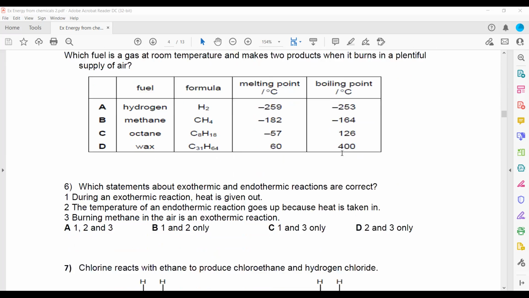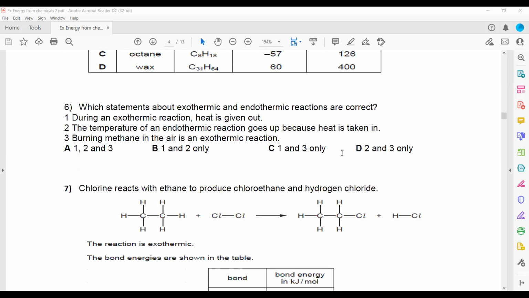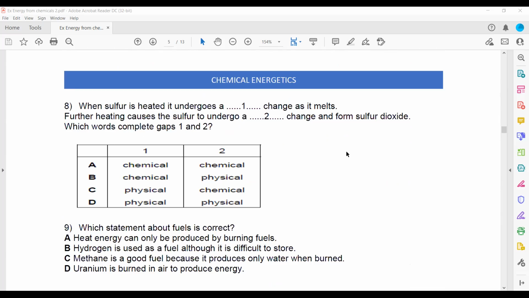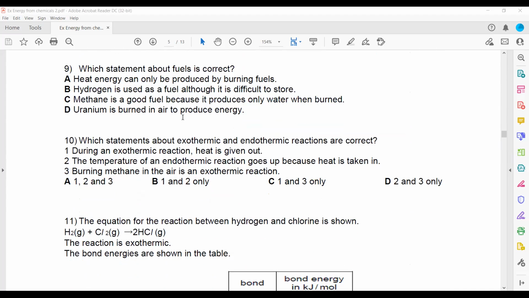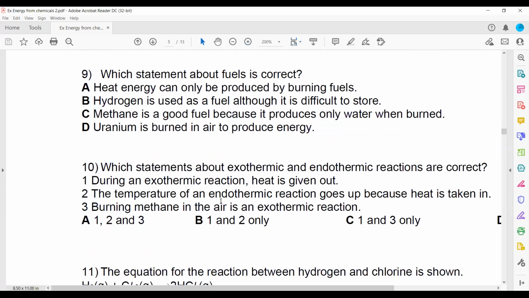The calculation part we'll discuss later, in the next session. Question number 9. What could be the answer for question 9? Which statement about fuels is correct?